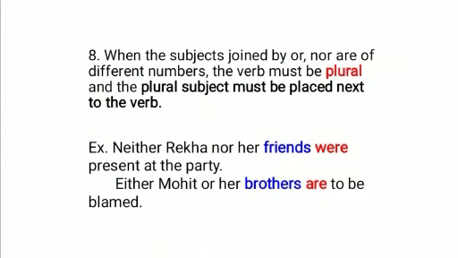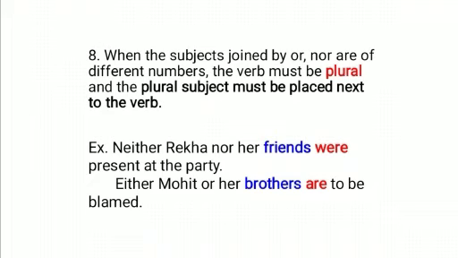The next rule states that when the subjects joined by either-or or neither-nor are of different numbers, then the verb must be plural and the plural subject must be placed next to the verb. As in the previous rule, we learned that subjects joined by either-or, neither-nor will have a singular subject. If one of these two subjects is plural, then we have to use a plural verb and we should place that plural subject next to the plural verb.